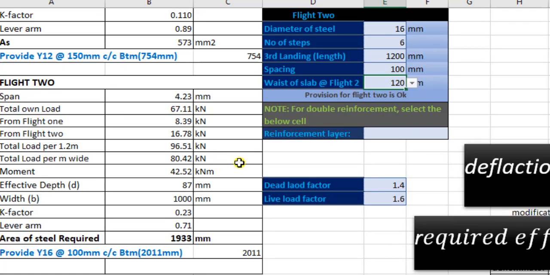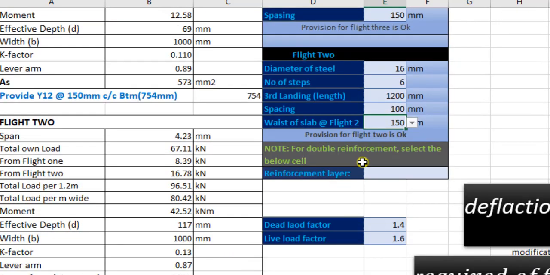So we have to increase the depth. When it happens like that, if you are doing manual calculation, you have to start afresh using a different waist. 150, still not satisfied. We can as well reduce the diameter, but when you reduce the diameter, it's not satisfied. This particular flight mass provision is not okay, because the area required is more than the area provided. So if we use Y12 in this case, it's not going to work. That's our provision not okay. That is why this one flags red. So we have to leave this as 16.